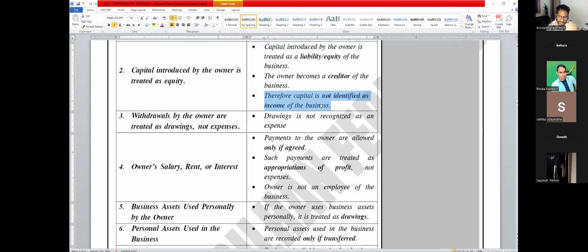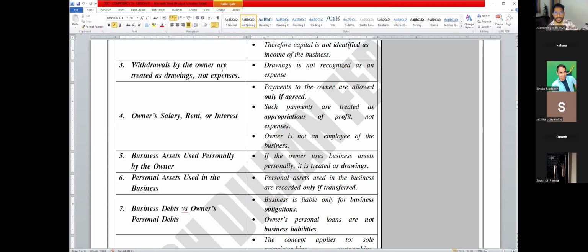When I was defining income in the third competency, I told you that income can be an increase in assets or a decrease in liabilities, resulting in an increase in equity, other than those contributions of the equity participants. Are we clear? Right? So it is because of this. Let's move to the third point.